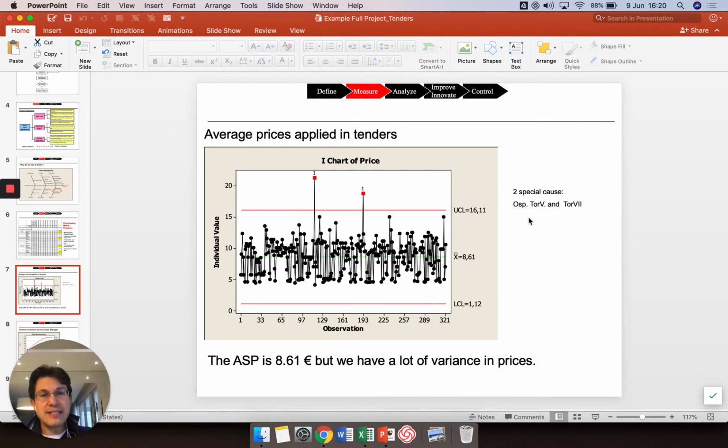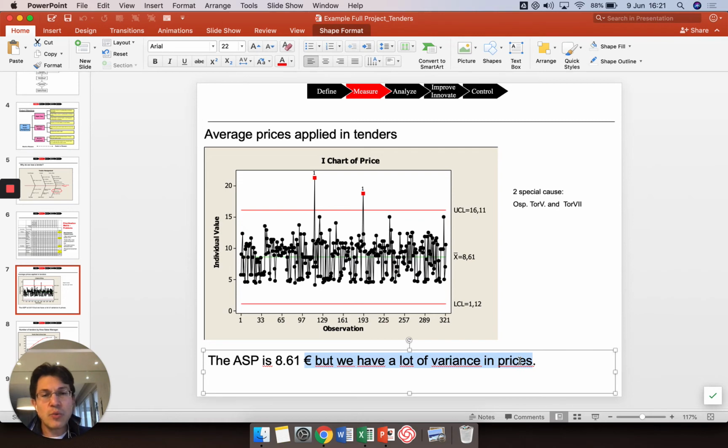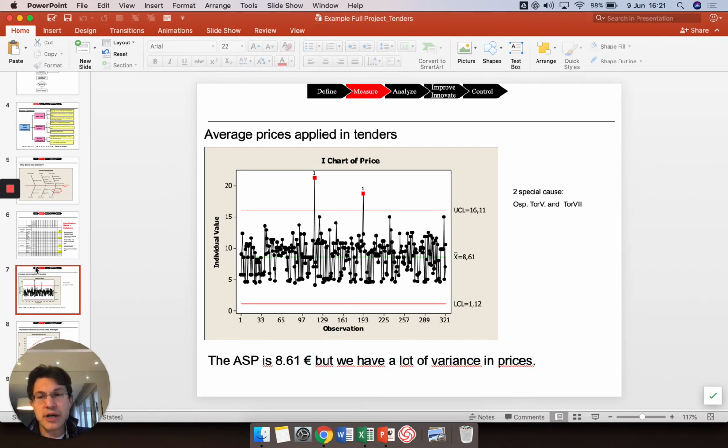So here is the first analysis of the data. They tried to evaluate the price behavior throughout the time. Throughout the time, there was a variation that was very standard, except for these two outliers. The average selling price was €8.61, but without a lot of variance in prices.